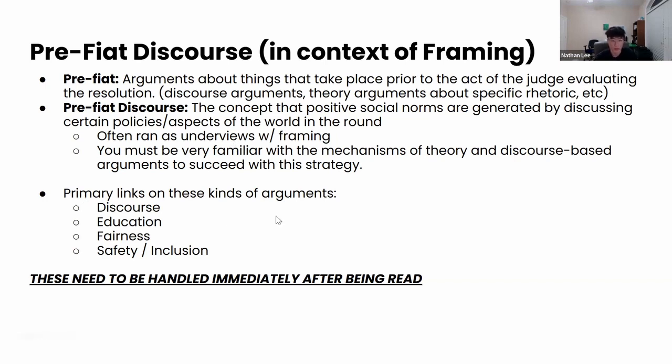The primary links on these kinds of arguments are all the theory impacts that we'll talk about later, like discourse, education, fairness, and safety. These are all impacts and weighing mechanisms in themselves. They're called voters, which are basically the impacts and weighing associated with theory. Also, most discourse-based underviews need to be handled immediately after being read. So if you ever run into an argument which says they must respond in the next speech because of time skew, etc., that's usually what they're talking about. If you're not familiar with this aspect of framing, that's okay.